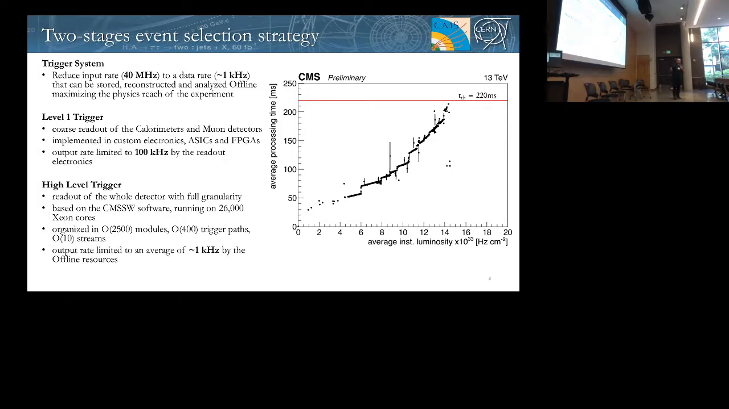It's 28,000 Xeon cores, because this 28,000 is giving you, by doing the math, if you do 100 kilohertz on 28,000, the maximum average processing time that you can afford in order not to suffer from back pressure. That will be then 280 milliseconds. You can also see in this slide how the average processing time is increasing, which is not increasing linearly, but quadratically with the pileup.